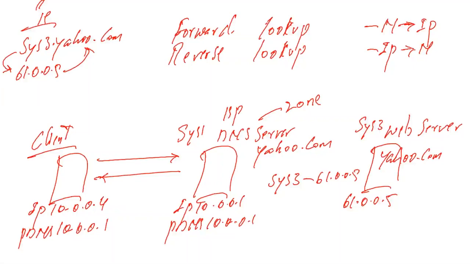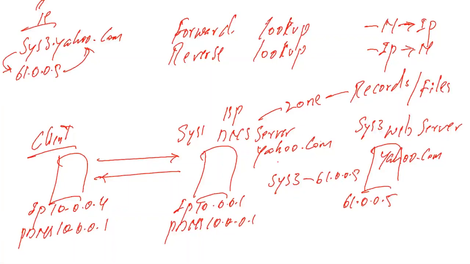But how do zones work? Zones work by the help of records. What are records? Records are like files. For example, system3 is one file. The IP address is one file. Right? So like this, we have so many files here. That is called what? Records.